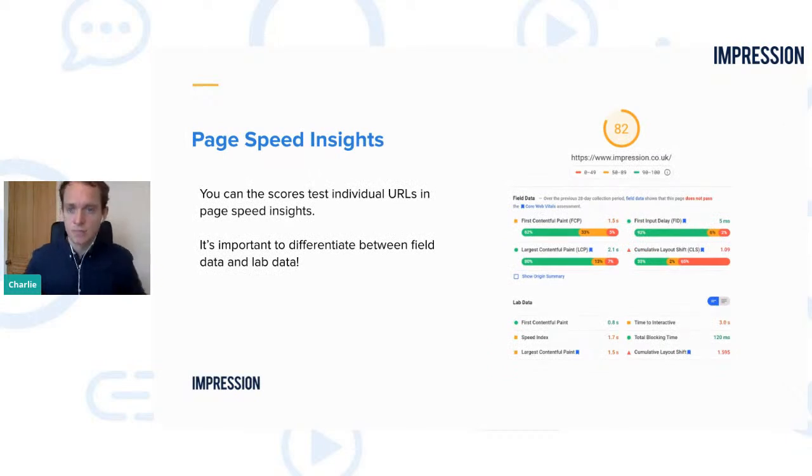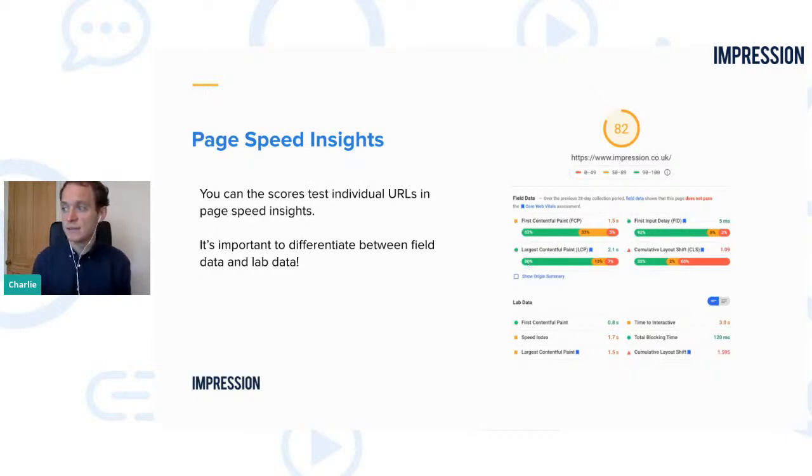PageSpeed Insights. So hopefully we've all used PageSpeed Insights before, but this is where you can go and feed in any URL into your website and it will go away and tell you all the different PageSpeed metrics insights for it. This also has the Core Web Vitals in it. Now, we have to be careful with the way that we use PageSpeed Insights. So there's two parts to it. So on the right-hand side, you can see with the Impression site, great, it scored 82.